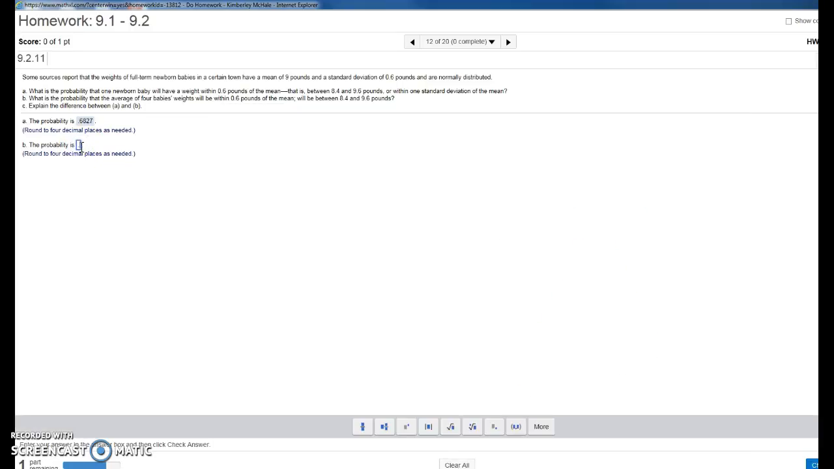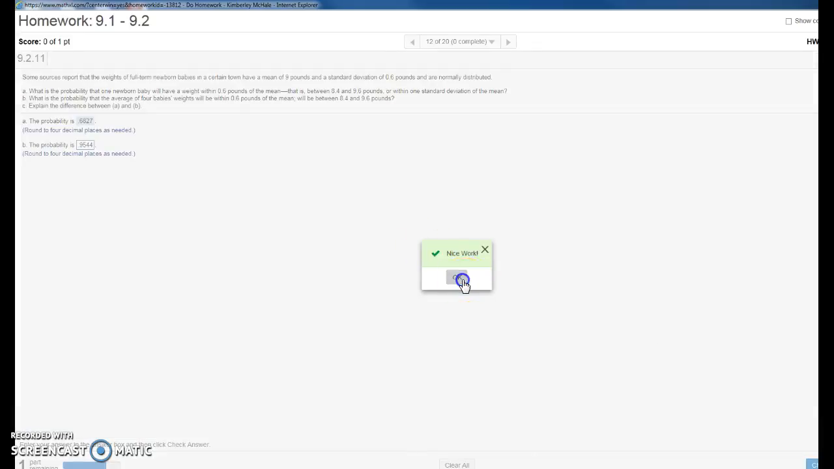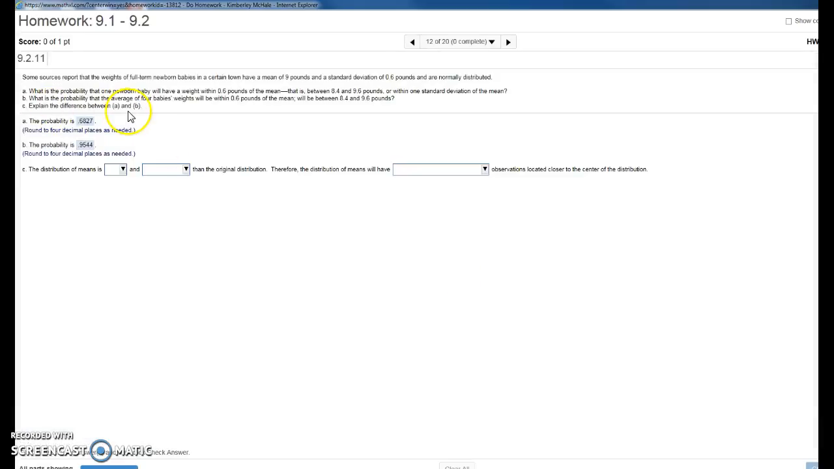So 0.9544, I think it was. And when I explain the difference, so I've explained the difference. Let's see how they write it.